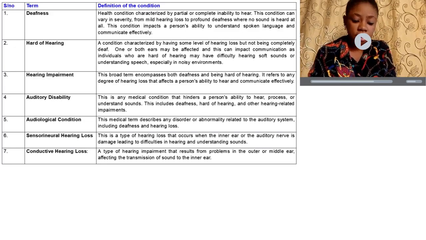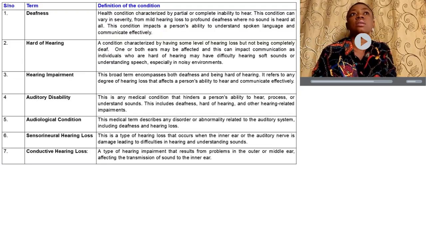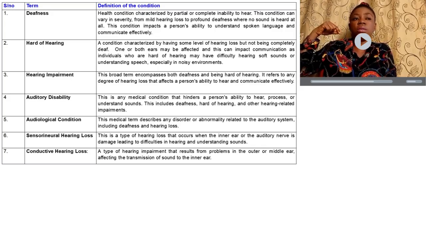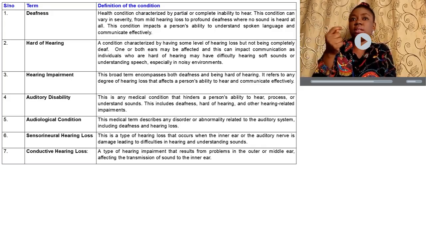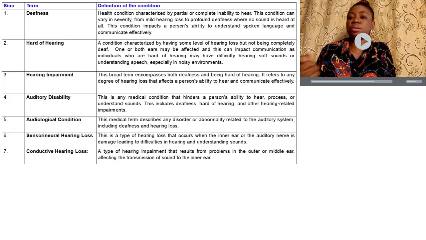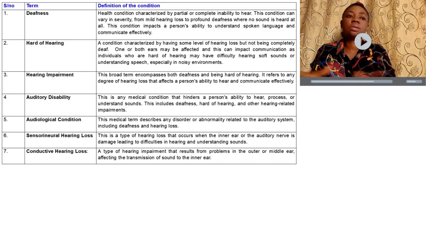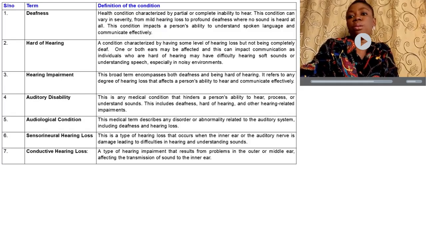So next is the sensorineural hearing loss. In the ear, we have the outer ear, the middle ear, and the inner ear. So when the inner ear or the auditory nerve is being affected, this could lead to hearing loss. And this type of hearing loss is what we refer to as sensorineural hearing loss. So the next one is conductive hearing loss. That one basically affects just the middle ear or the outer ear. Any problem at all that affects either the middle ear or the outer ear is the conductive hearing loss.